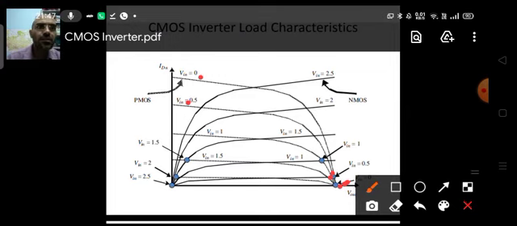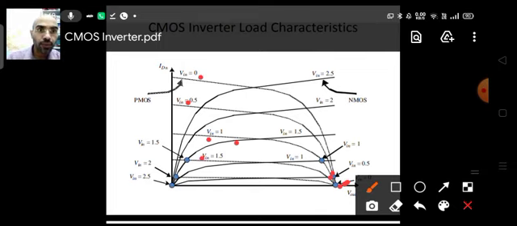Now let's consider Vin is equal to 1.5. For 1.5, the NMOS characteristics will go up. So this characteristics, the one going towards the right side, is for Vin is equal to plus 1.5 for NMOS, whereas for PMOS the characteristics will be this one.